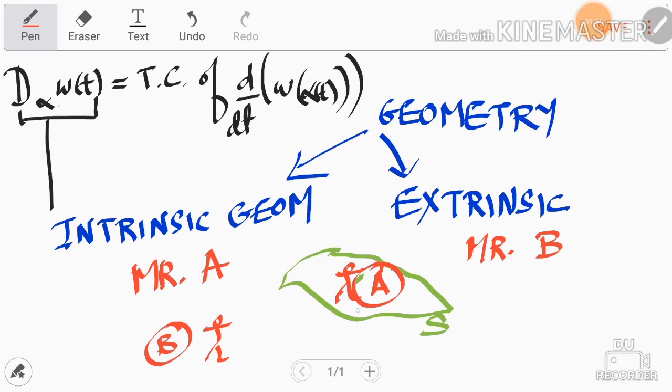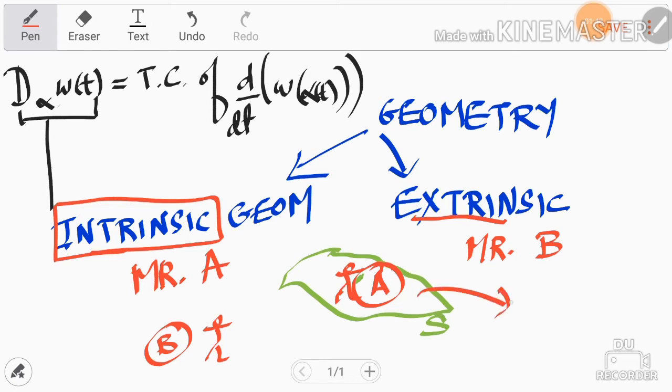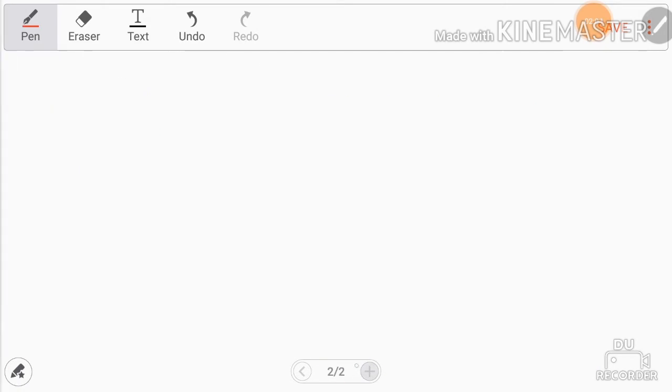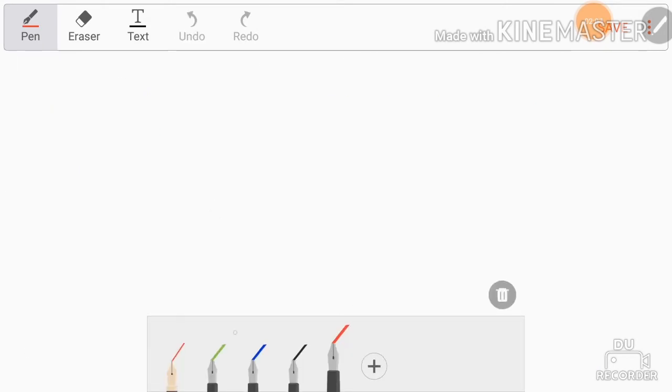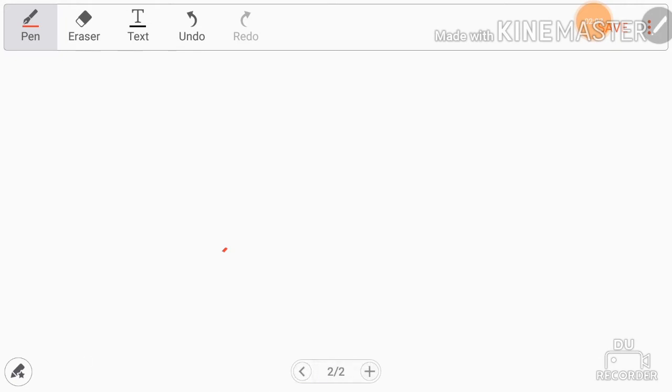So whenever Mr. A studies the surface, his study is said to be intrinsic, and whenever Mr. B studies the surface, his study would be called extrinsic. This would mean that whenever you move the surface from this location to another location, the properties that Mr. A studied would remain unchanged. That's one of the properties of intrinsic geometry. Now, let's see why we took the tangential component.